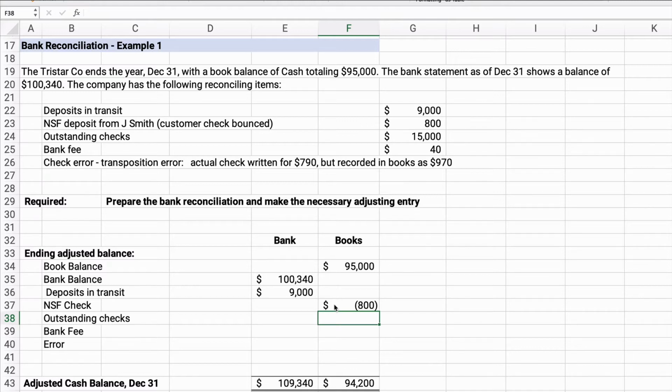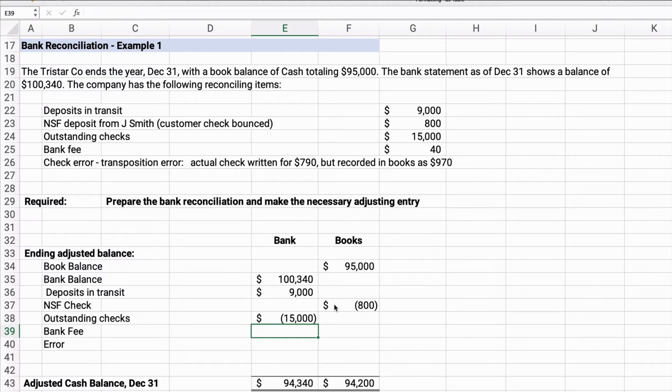Outstanding checks are checks that we have written and they have not cleared the bank yet. We've sent the checks to the people we're paying and they have not cleared the bank yet. So therefore, the outstanding checks are already included in the books, and we need to adjust the bank column. So minus 15,000 is outstanding checks.